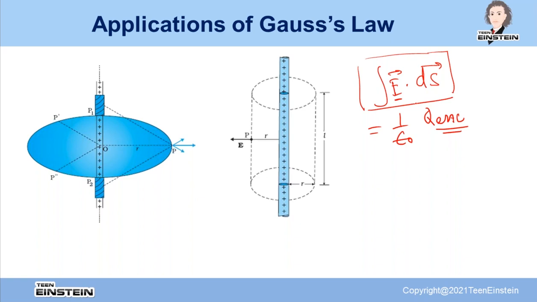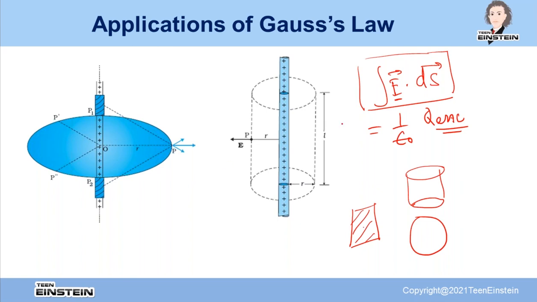That depends on the symmetry, like which shape the Gaussian surface should be. Whether it will be a cylindrical Gaussian surface, a spherical Gaussian surface, or a planar Gaussian surface. That depends on the symmetry of the problem. What is the symmetry it has here? Whether planar symmetry, cylindrical symmetry, or line symmetry. That we have to determine first, to draw the Gaussian surface.